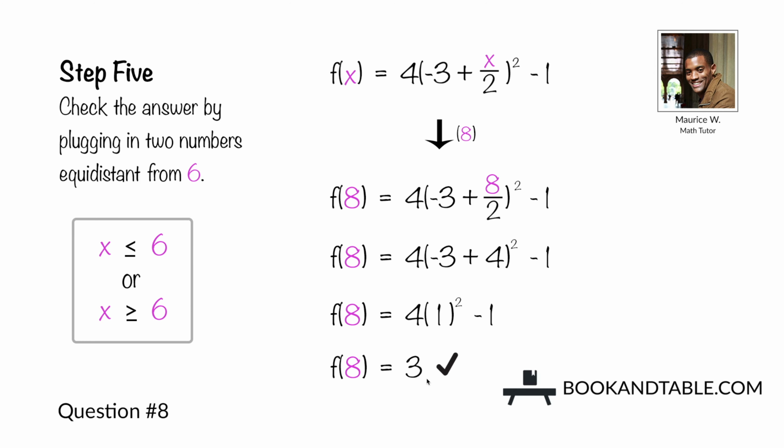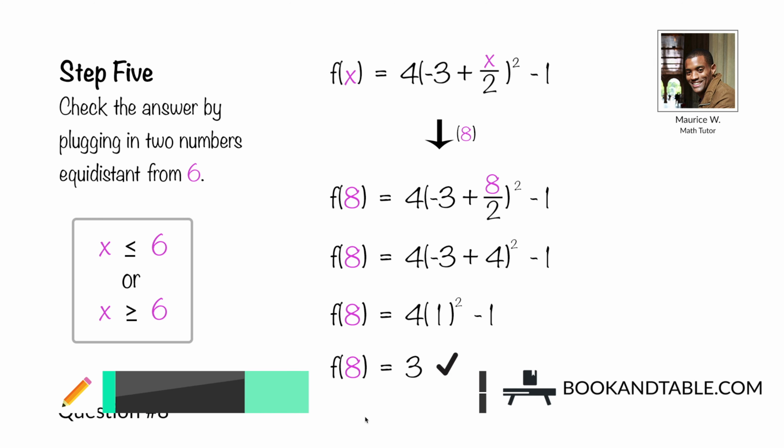So since f of 4 and f of 8 both produce an output of 3, that confirms that f of x can be restricted for x is less than or equal to 6, or x is greater than or equal to 6. So that is how we complete question number 8.